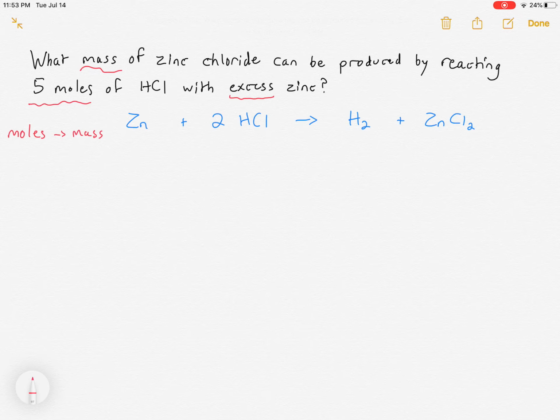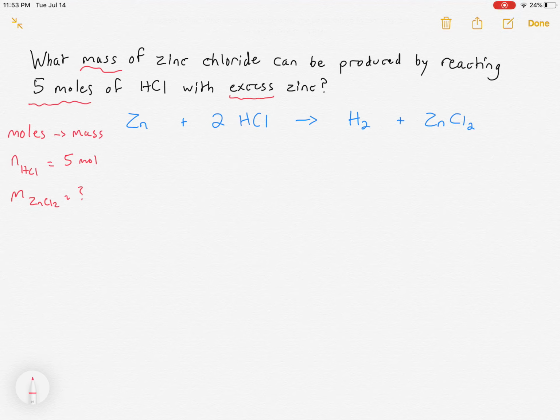So the first step in solving a stoichiometry problem is always writing your equation and balancing it, in the event that you have not already been provided a balanced equation, because you might be. But if you haven't, you need to write the equation and balance it. I'm not going to go over that in this video. The next step is to figure out what we are given and what is unknown. So we're given the moles of hydrochloric acid. We're told that's 5 moles. And we want to find the mass of zinc chloride.